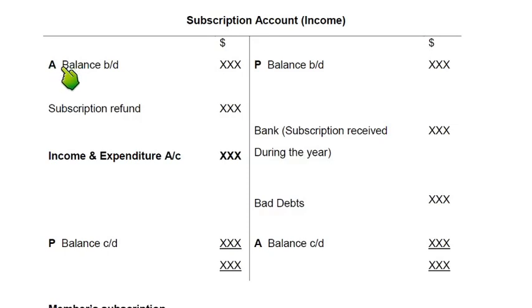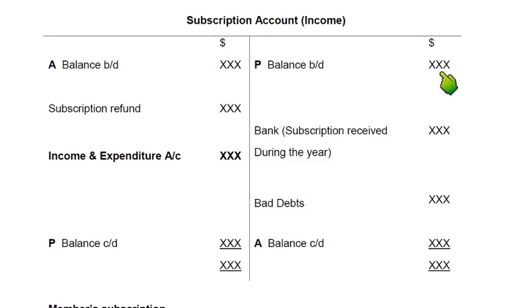Now what is accrued and owing income? This means that we have provided services to our members, but there are some members who have not yet paid their monthly subscription. So this subscription is an asset for the club. The asset always comes on the debit side. If the opening balance b/d is coming on the debit side, then balance c/d should come on the credit side.